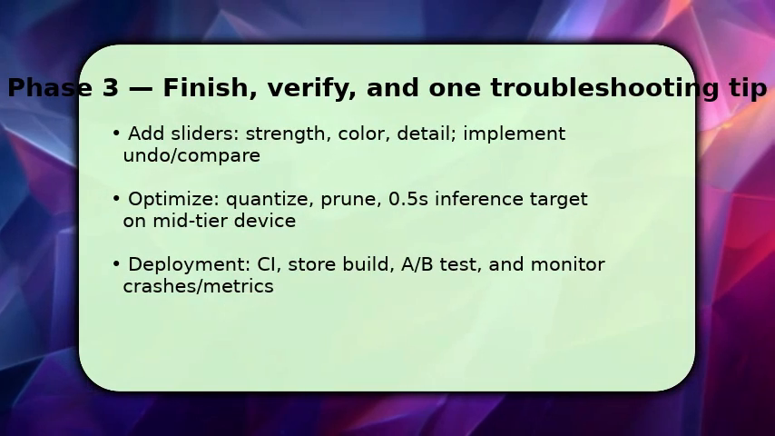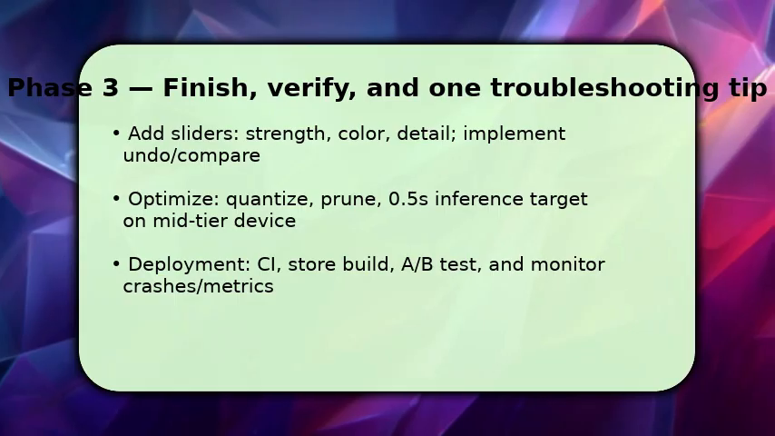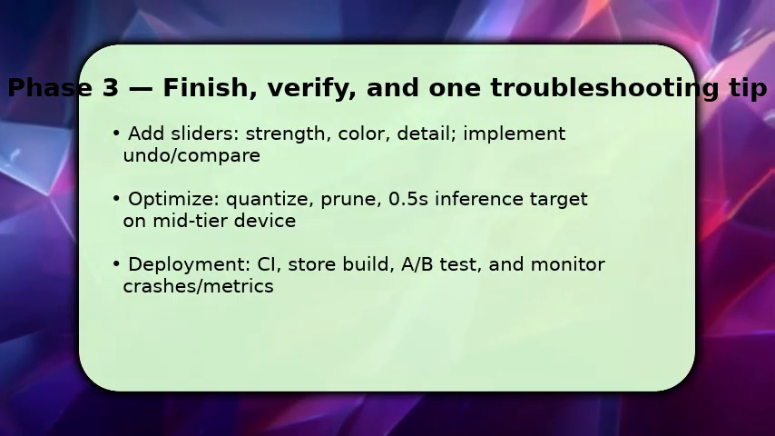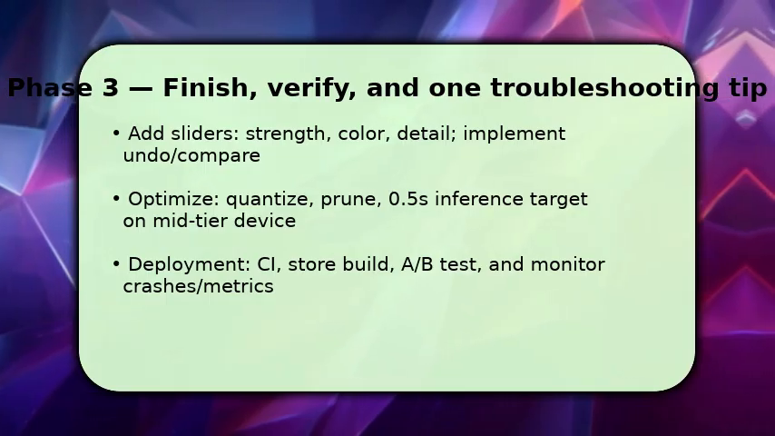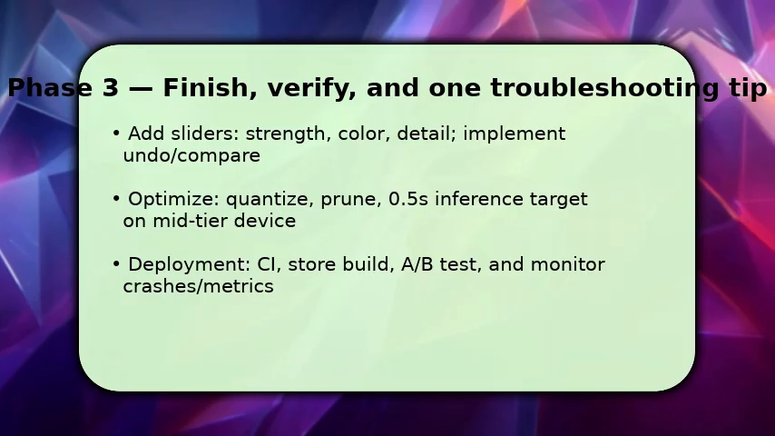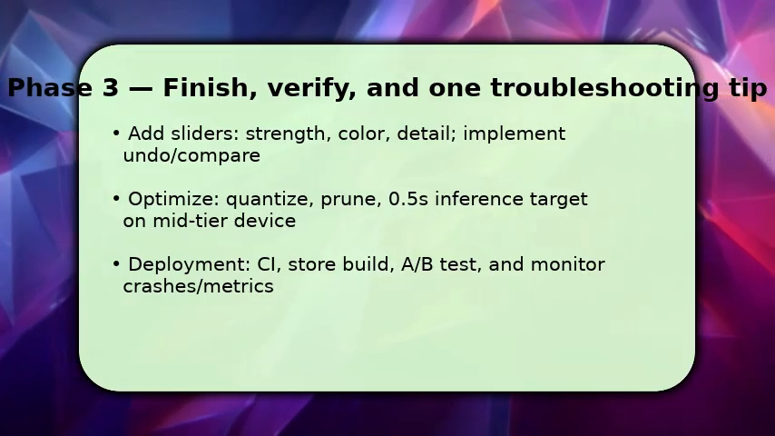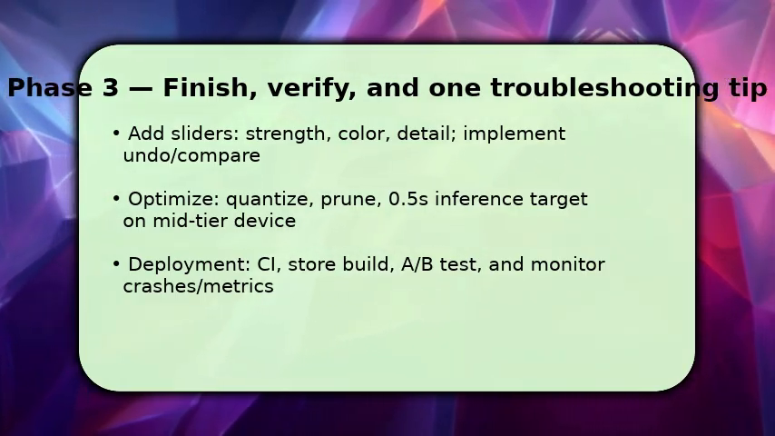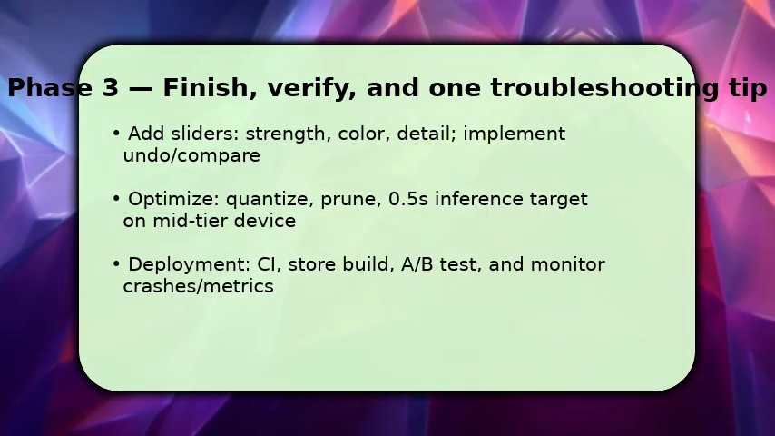You finish by polishing UI controls like strength, color, and detail sliders so users can tune results. Include undo and side-by-side compare. Then optimize the model. Quantize and prune, target roughly 1/2 second inference on a mid-tier device, and use progressive loading. For deployment, set up CI, sign builds, publish to stores, and run A/B tests.